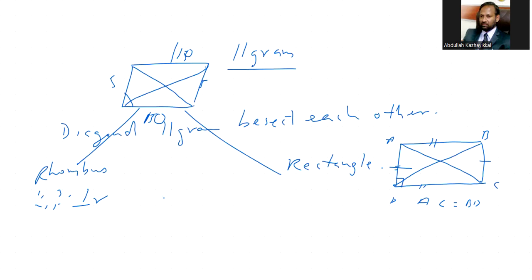Rhombus. Almost a rhombus, we can see. P, Q, R, S. 10 centimeter, 10 centimeter, 10 centimeter, 10 centimeter. All sides are equal and opposite sides are parallel. Diagonals are perpendicular bisectors. Remember that diagonals are perpendicular bisectors.